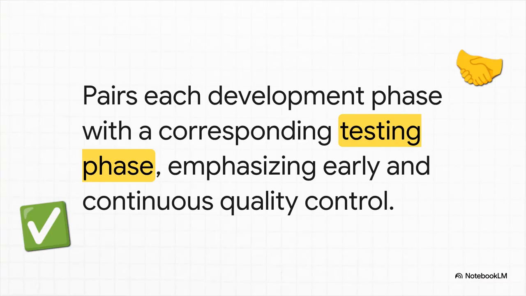obsessed with quality? Well, the genius of the V model is its symmetry. If you look at it, it forms the letter V. And for every single step you take on the way down to build the product, you plan a corresponding step to test it on the way back up. Development and testing are basically partners, holding hands from the very beginning.